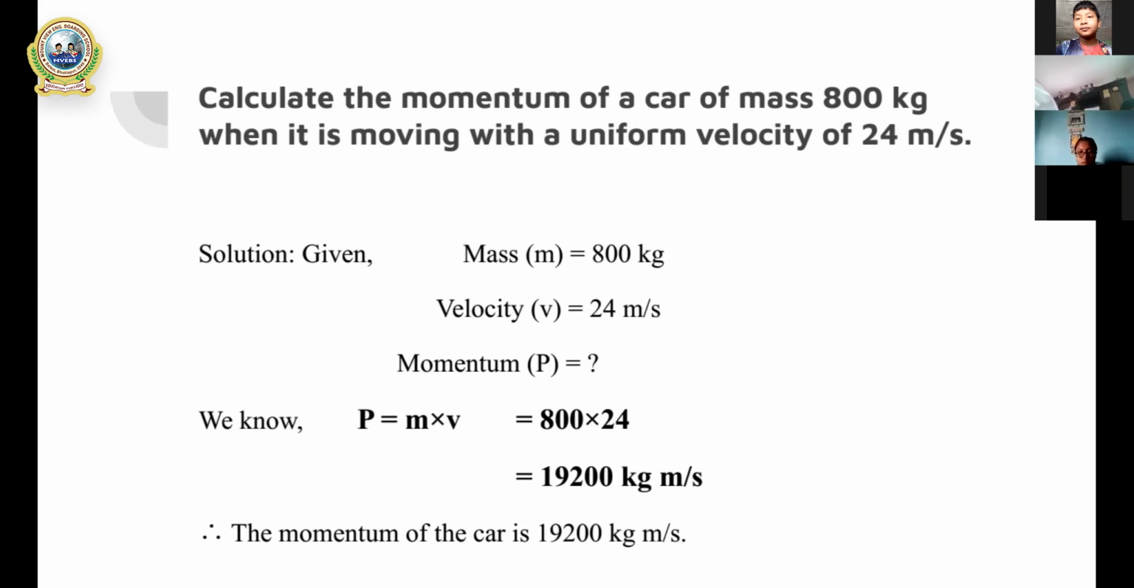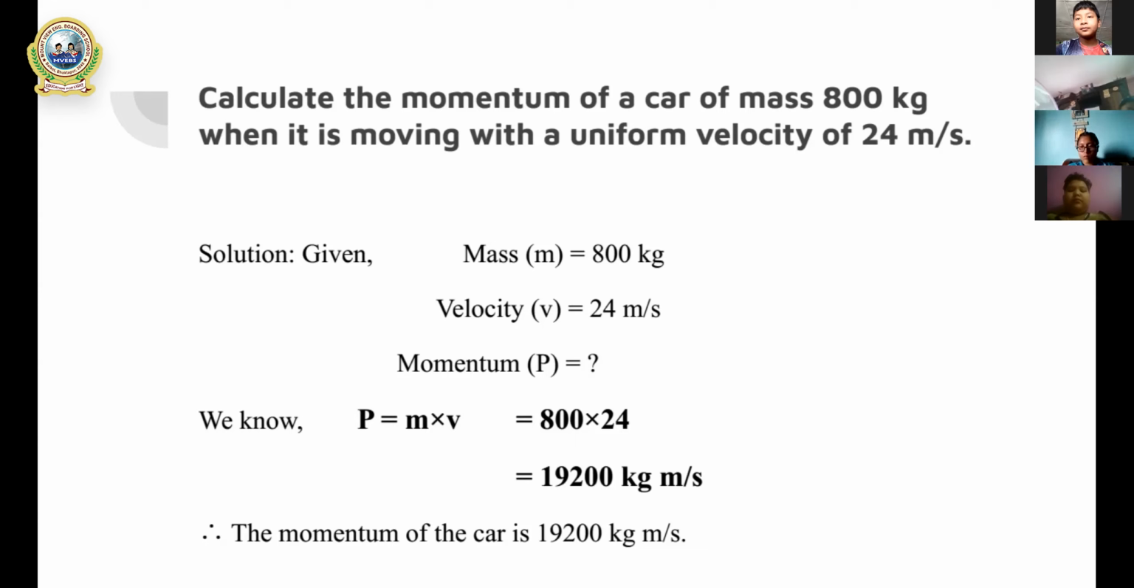So the formula for momentum is P is equal to M into V. M stands for mass, V for velocity. The question has given mass 800 and velocity 24. So 800 multiplied by 24 is 19,200 kg meter per second. So the momentum of the car is also more.